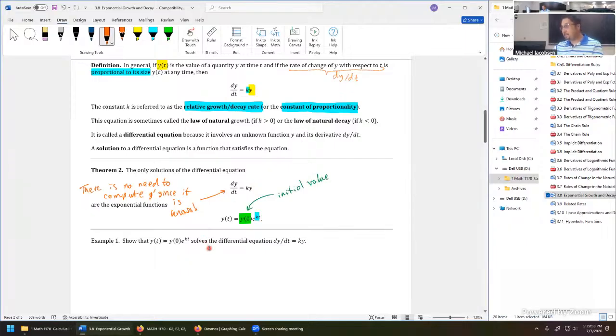But example 1 is the one and only time we're asked to actually differentiate it and see if it really will solve dy dt equals k times y. So this one and only time, we're going to differentiate that entire equation right there. So let's analyze its form. It involves y of 0 times e to the power k times t. Y at 0 is just a value. It's the value of the quantity y at time t equals 0. So that means when we see that y at 0, this is a constant.